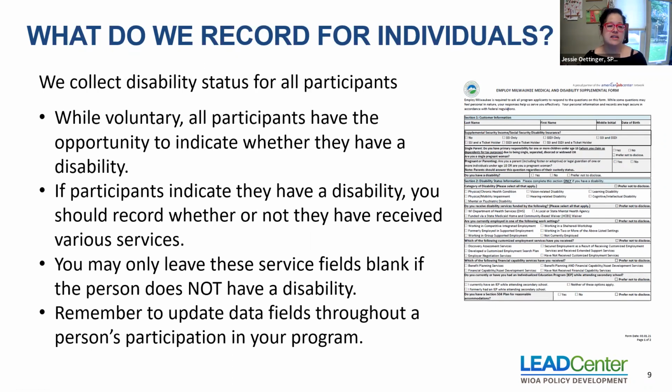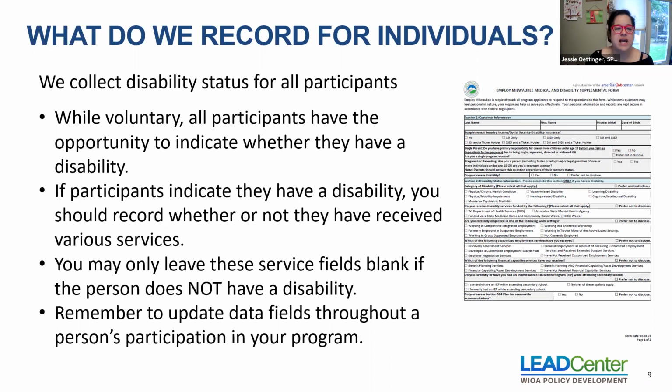What do we record? All right, so this is a segue. We record disability status for all participants. And while voluntary, all participants have the opportunity to indicate whether they have a disability. If participants indicate that they do have a disability, you should record whether or not they're receiving these various services from other partners, getting back to how this integration is happening and to what extent. And I'm going to say this many times over the next few slides. If somebody says they have a disability and then we're following up about what services they use, you cannot leave it blank. If you leave it blank, you're indicating that person doesn't have a disability. There's always an option to say no, they did not get a service from that partner. So that would be the option to choose: yes, they got the service, no, they didn't get the service. Don't leave it blank. I think that's the most important takeaway here.